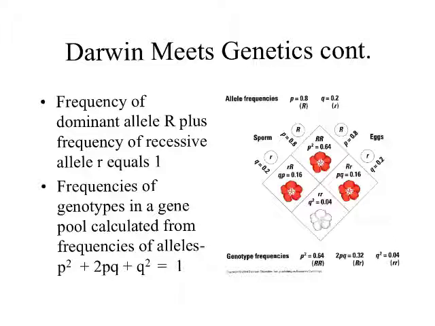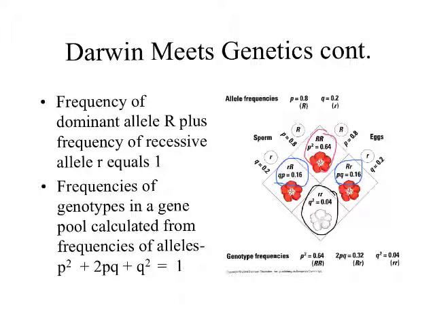The way the math works is that the frequency of the dominant alleles plus the frequency of the recessive alleles has to equal 1, or 100%. The frequencies of these genotypes in a gene pool are calculated from the frequencies of the alleles: p squared plus 2pq plus q squared equals 1. Here, p squared refers to the homozygous dominant trait, 2pq is heterozygous, and q squared is the homozygous recessive trait. All of those added together need to equal 1.